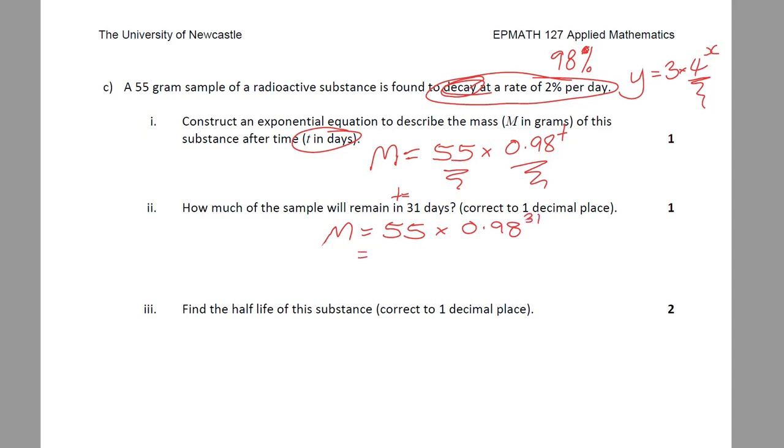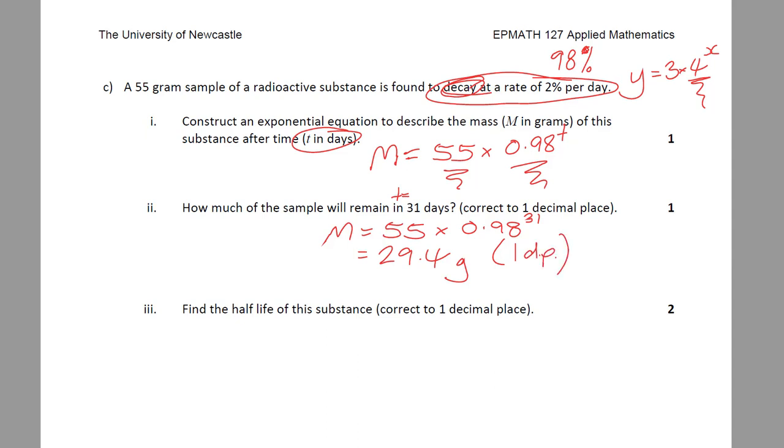55 by 0.98 to the 31 is 29.40, but it says correct to one decimal place. The units are important. Again, I know mass was in grams, so there it is. Now, here you could argue.